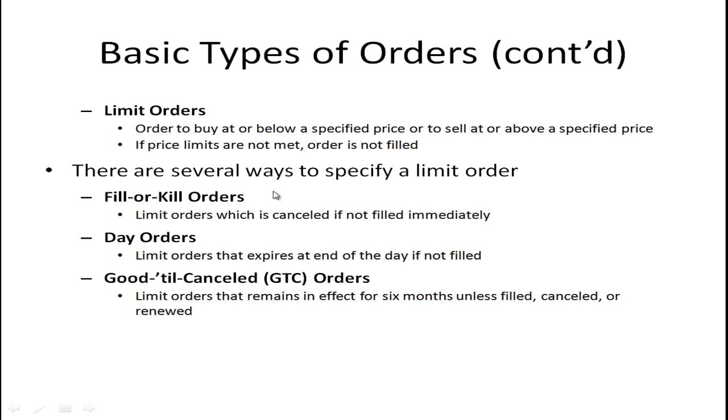When you specify a limit order, there are several ways you specify it. You can specify fill or kill, which means either fill the order immediately or cancel the order. You can have a day order. So you put in today, I want to buy Microsoft at 100, and if it falls to 100 or below, the order gets filled. If not, the order expires. You can also have good till canceled orders, and these are limit orders, and they remain in effect for 6 months unless they're filled or either canceled or renewed.